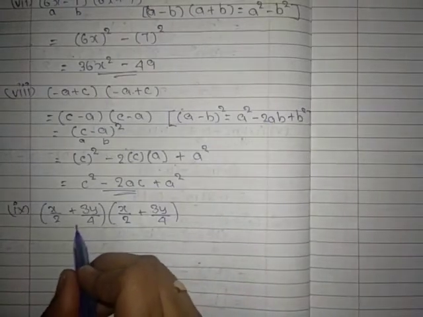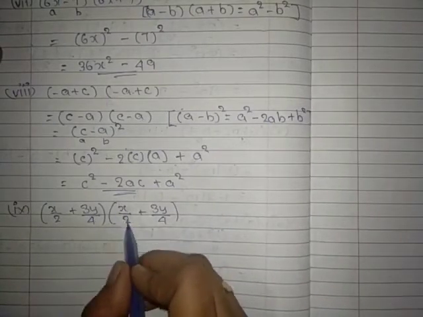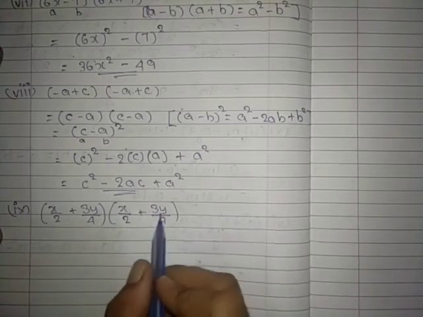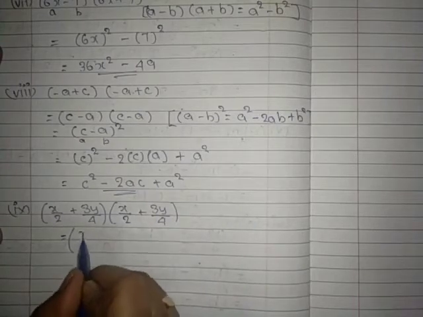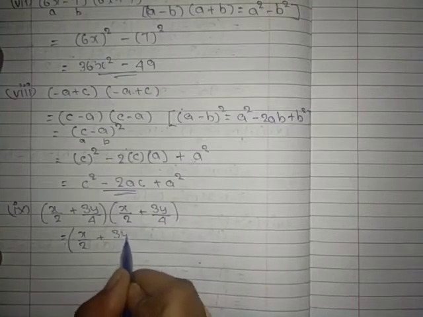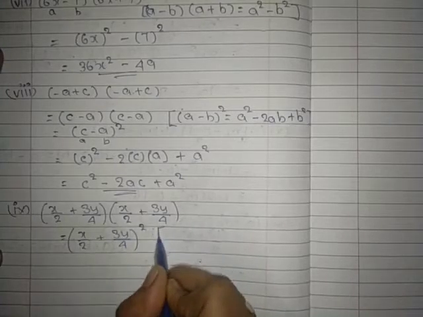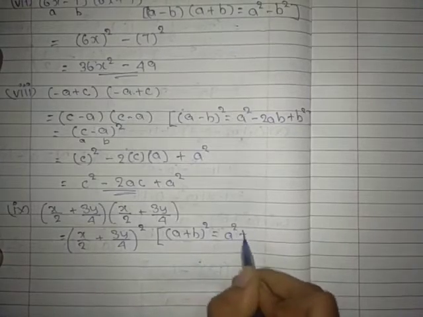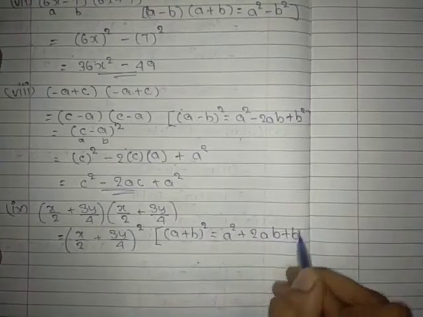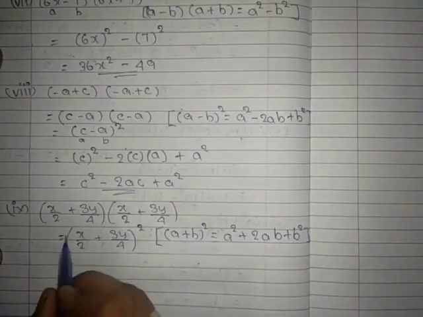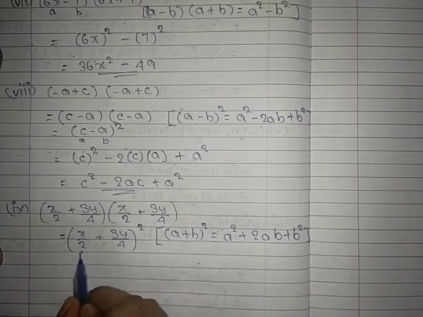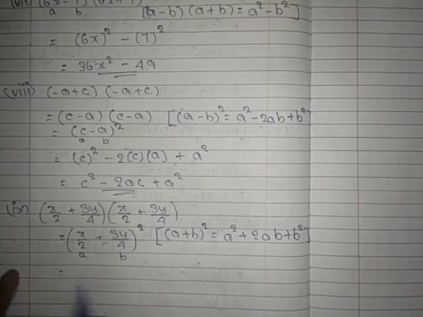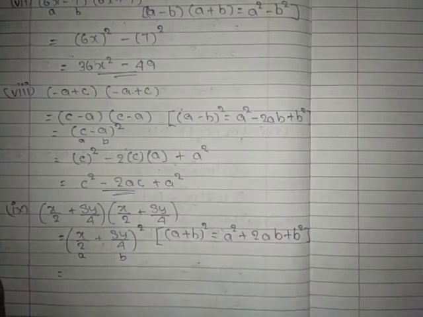Ninth sum, x by 2 plus 3y by 4 multiplied by x by 2 plus 3y by 4. This binomial is expressed twice. So what we can write here is x by 2 plus 3y by 4 the whole square. And as per our identity, a plus b the whole square is equal to a square plus 2ab plus b square. Just put the values here, that is, here we are taking x by 2 as a, and 3y by 4 we are taking as b.